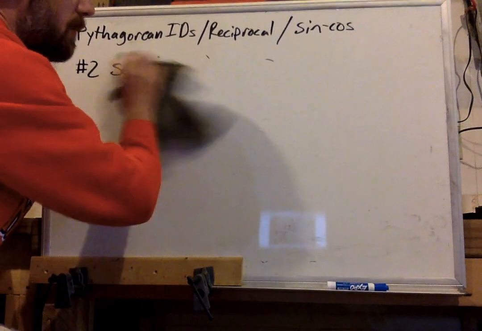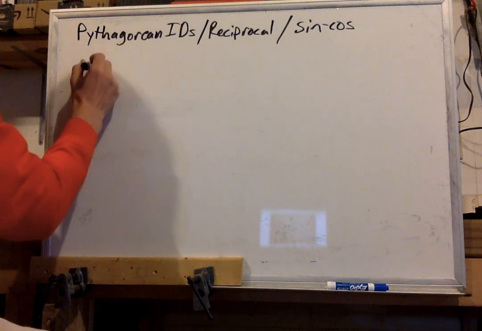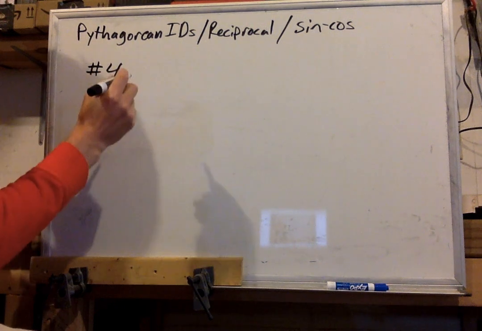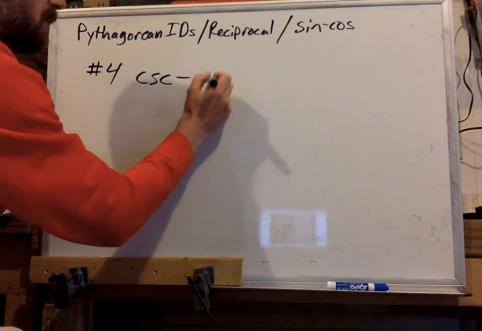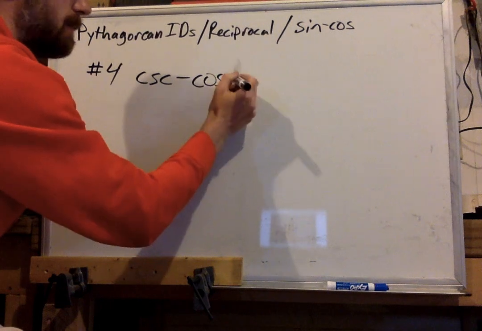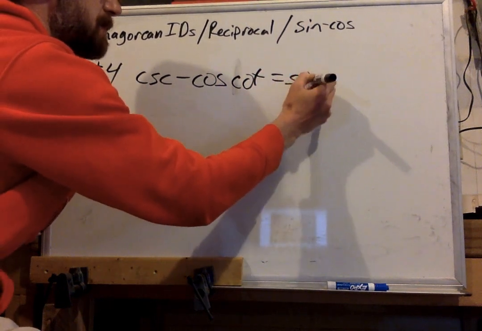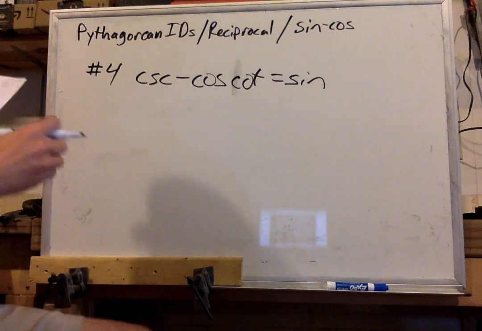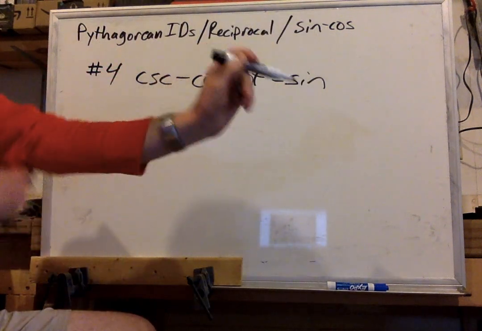All right, for reciprocal and converting to sine cosine, I want to take a look at number 4. So that is cosecant minus cosine cotangent is equal to sine. I'm not going to do this one all the way through either. I just want to help get you started on it.